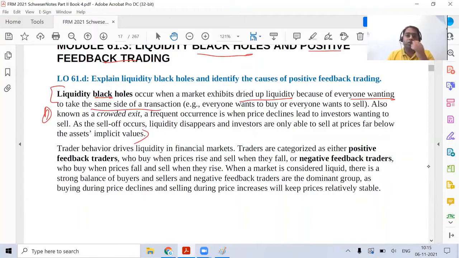Okay, it is also referred to as crowded exit. When you want to sell, there's a huge crowd out there. Because of which you don't see much liquidity in the market, because there are no buyers available. So you have to sell at a lower price. Mark this as star, liquidity black hole. Also remember it as crowded exit. Read the first paragraph, market as star.